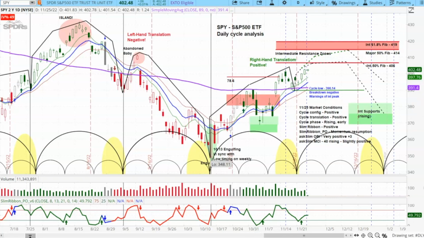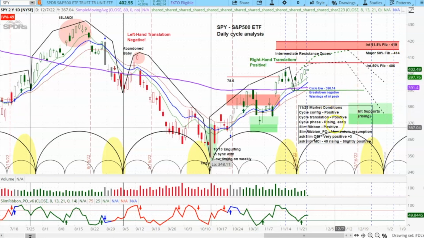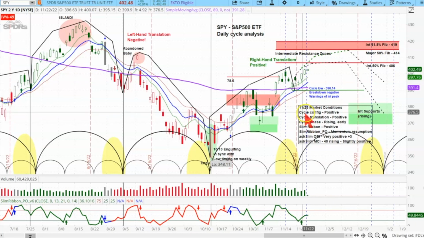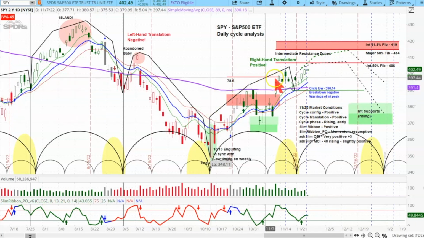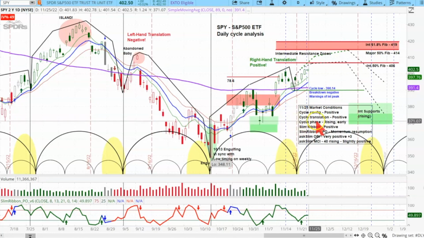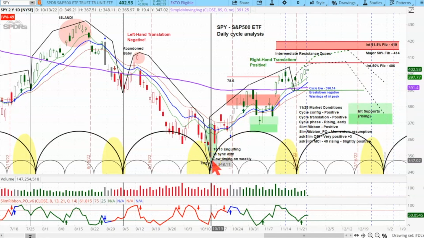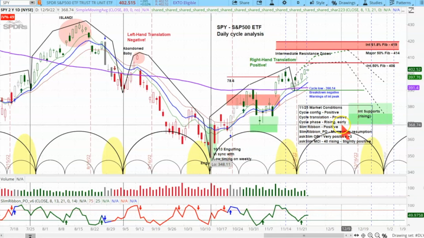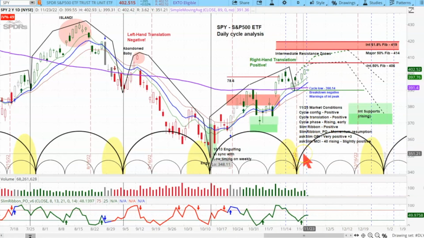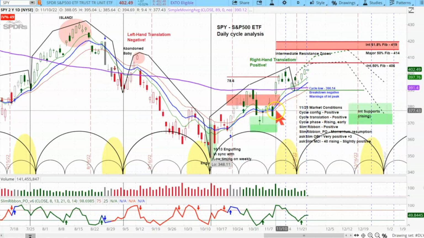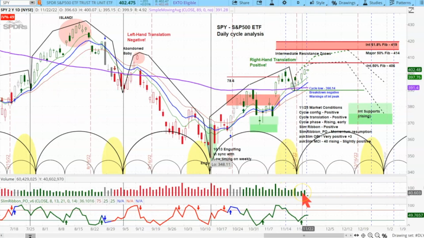Let's just look now at what I have labeled in here about the market conditions for the stock market right now, which I think are important for 11/25. The cycle configuration, in other words this configuration, is positive. The cycle translation, which shows you this peak well above this peak, is very positive. The cycle phase is rising and early, as we are right here in this rising and early phase. The SLIM ribbon is positive, and when it's positive on the Thinkorswim platform, in our level 4 charts, it turns this green, and it turns the volume green to give you that idea.